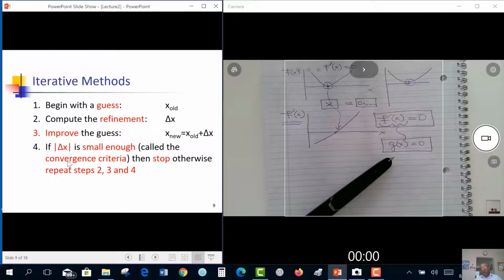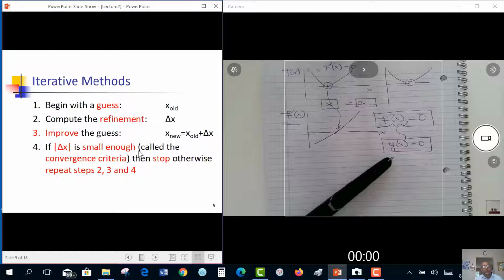So first of all, when I use the word iterative method, what do I mean? In iterative methods, let's say we have an unknown x. We begin with a guess for that unknown. Let's call it x old. Then, depending on the method, we compute a refinement delta x, and then we use this refinement to improve our guess, called x new, which would be x old plus delta x.